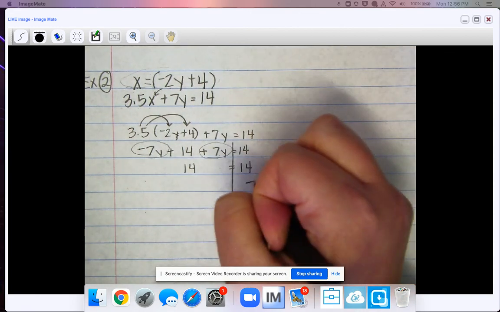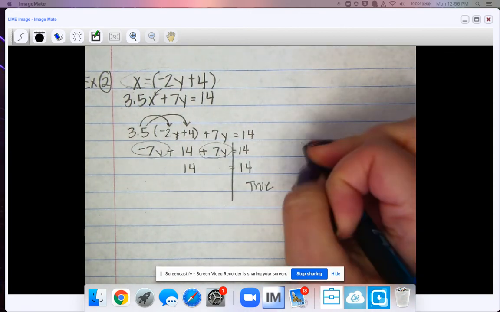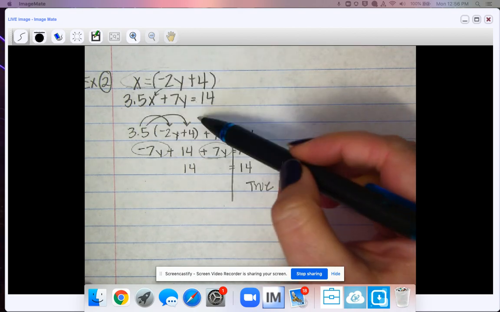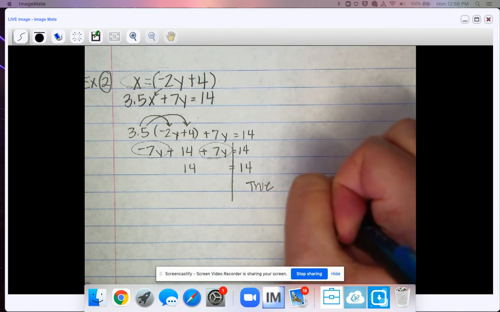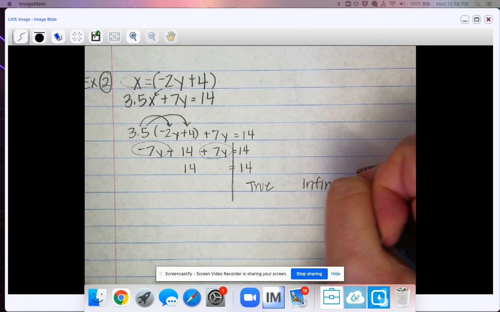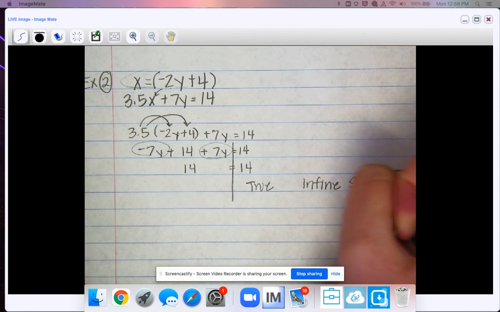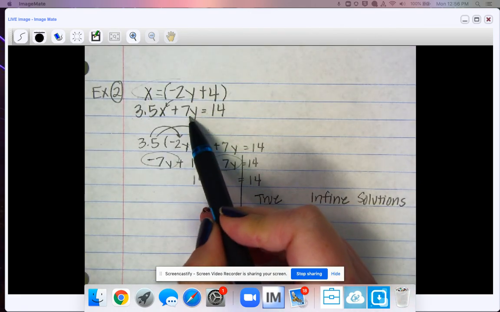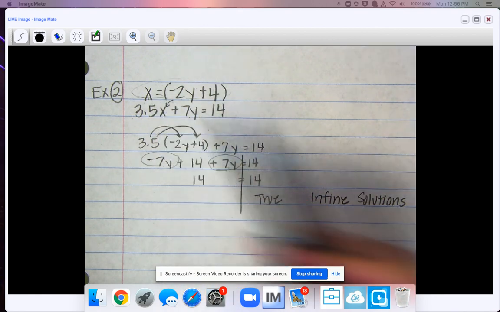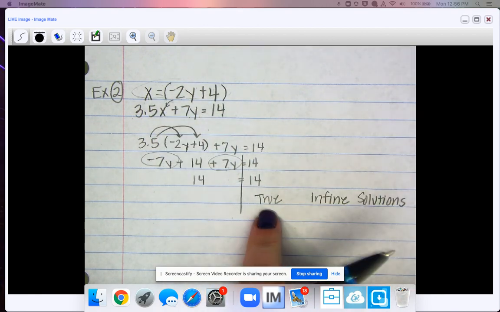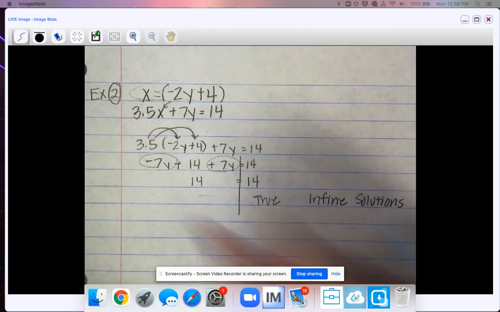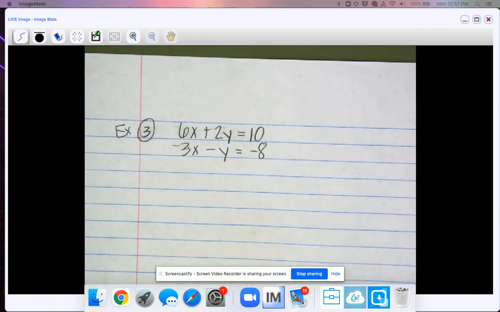And so because this is a true statement, this tells me that any combination of numbers that I plug in will work in both of these, which means that there are infinitely many solutions. It means that these are actually the exact same line. If I was to solve and graph these, they would be the same line. So if you get a true statement, you have infinitely many solutions because these two equations represent the same line on a graph.